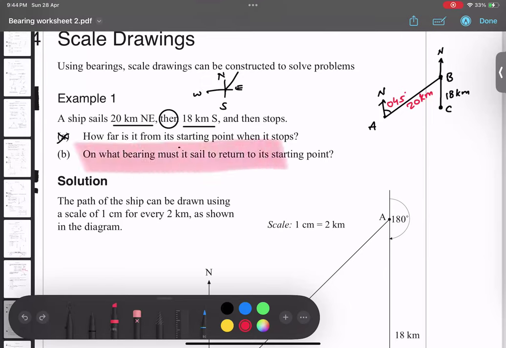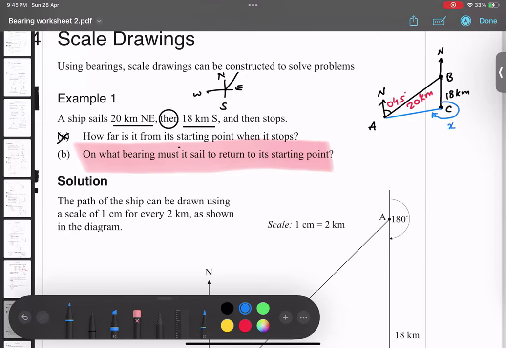So, on what bearing must it sail to return to the starting point? That means they are asking us to join these two points. Okay, so please, one very basic thing. Students just look at the question and say, okay, sir, it is 90. Please do not guess. Even if it is 90, we are not allowed to guess. Is that thing clear? So we need to find this angle.